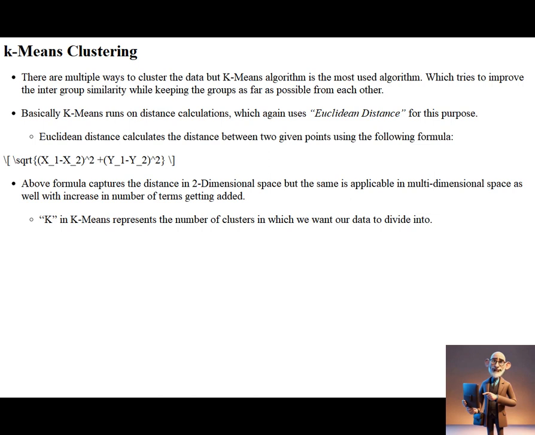calculations. You might wonder, what does the K in K-means stand for? It represents the number of clusters into which we want our data to divide. This parameter K is a critical input, as it guides the algorithm in creating the desired number of groups or clusters in our data.